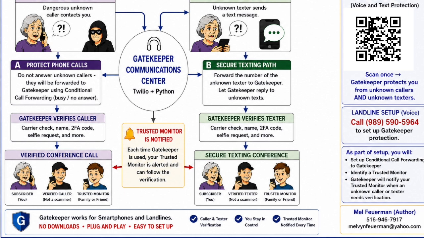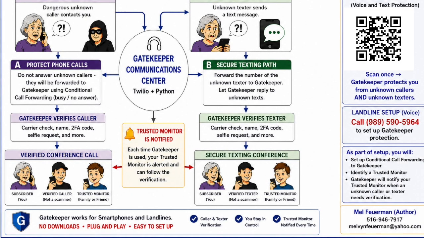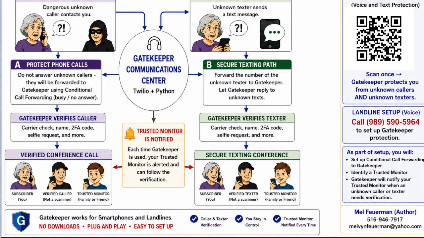So how does Gatekeeper know the trusted monitor? How does he know who the trusted monitor is? How does that get started? You set up the trusted monitor during the initial setup. When you first configure Gatekeeper, you provide the number of the person you trust. From then on, Gatekeeper knows exactly who to notify each time an unknown caller or texter needs verification.